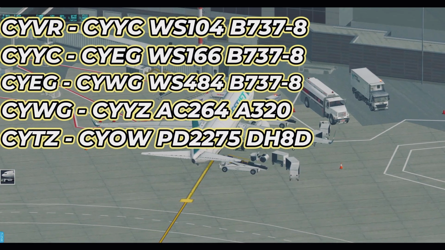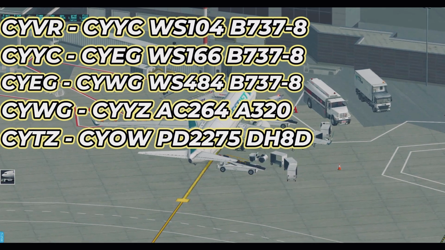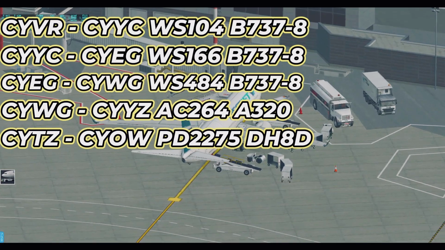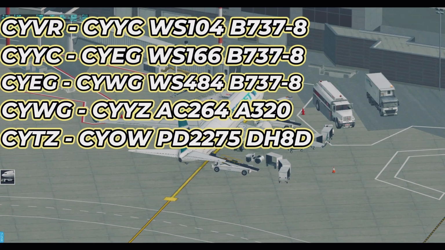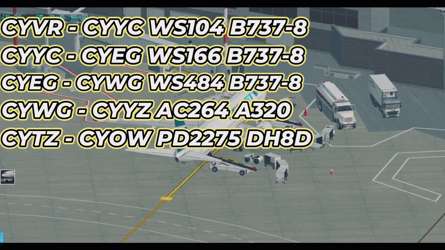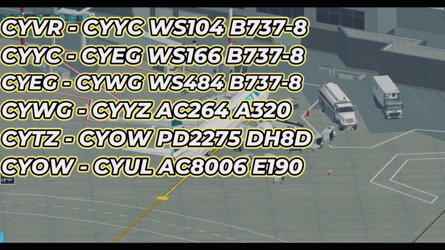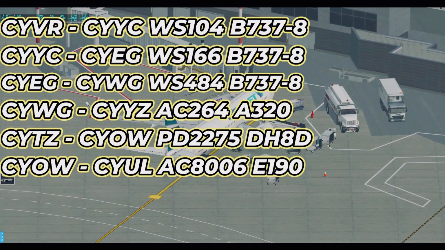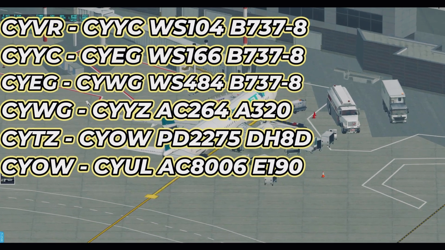E190. This is a slight deviation from the real-life CRJ 900 because I don't like flying my CRJ 900 in XPlane 11. So we're gonna be using the E190. And it will be Air Canada 8006 from Ottawa to Montreal.